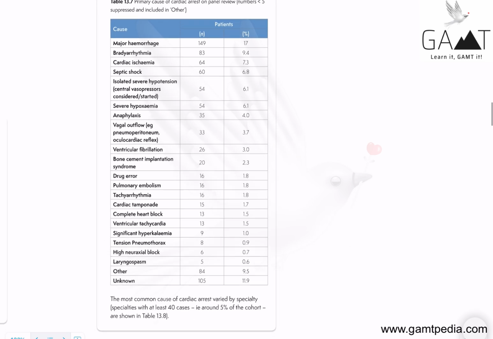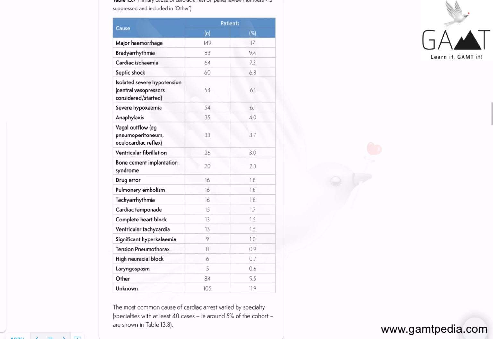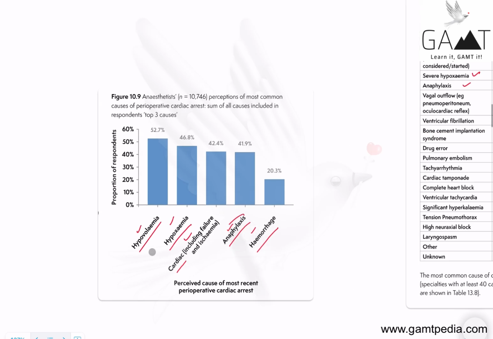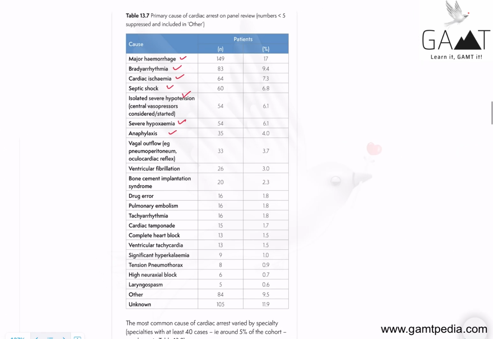This is the actual causes of cardiac arrest reported in NAP7. Major hemorrhage is the highest, bradyarrhythmia is second, cardiac ischemia third, and septic shock fourth. Anaphylaxis is nowhere to be seen yet, it's way down the list. Isolated severe hypertension, severe hypoxemia, and then comes anaphylaxis. So anesthetists tend to overestimate anaphylaxis as a cause of cardiac arrest. In fact, it wasn't in the top 5. It's the 7th most common cause. Major hemorrhage is obviously one of the most important causes of cardiac arrest.